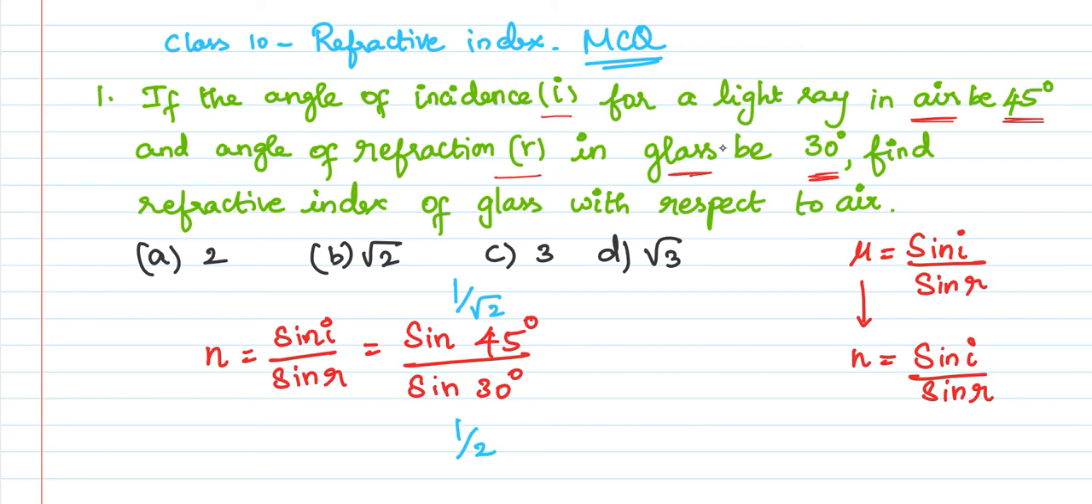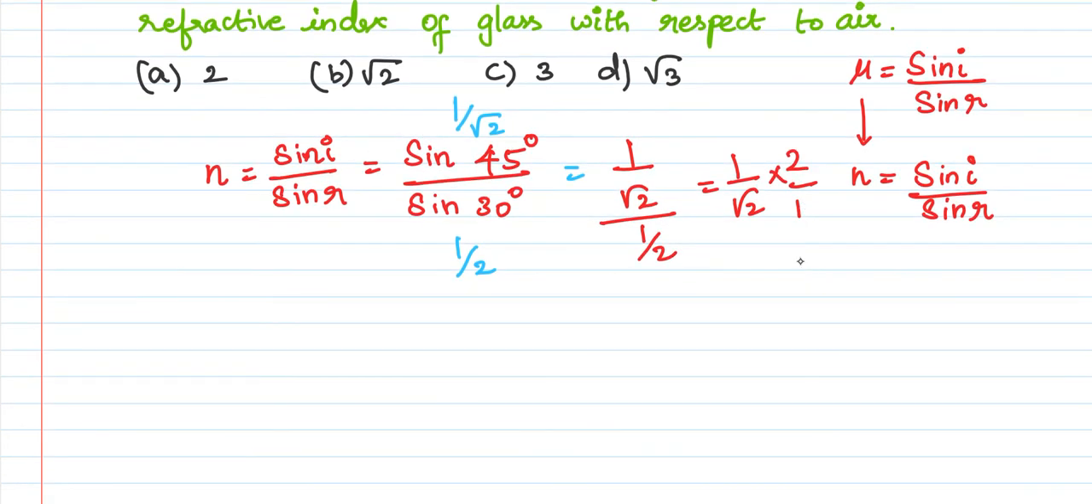So let us substitute the data over here. What is the data in our hand now? It is 1 by root 2 divided by 1 by 2. So that will become 1 by root 2 into 2 divided by 1. Next, I can write 2 as root 2 into root 2. So root 2 and root 2 in the numerator and denominator will get cancelled out. So my answer will be root 2.